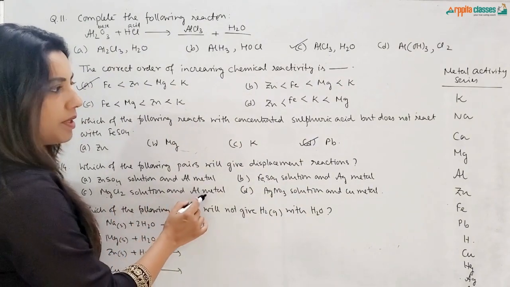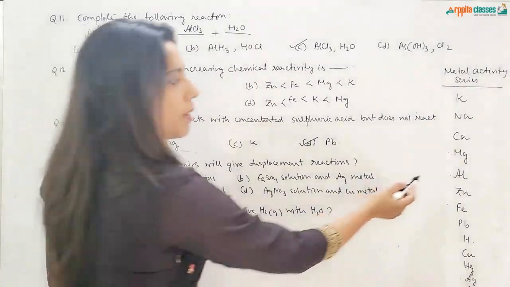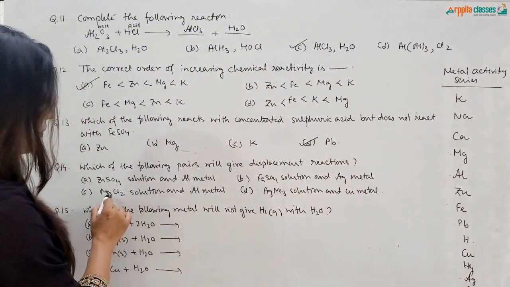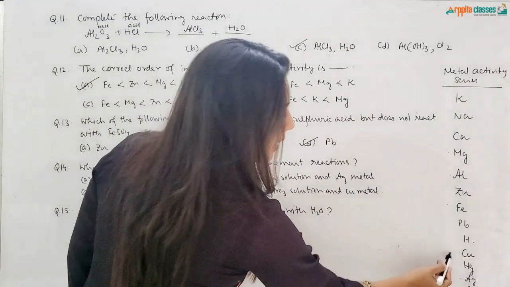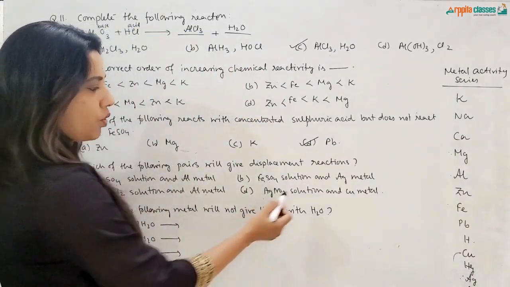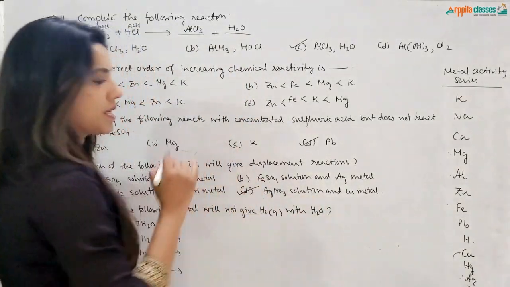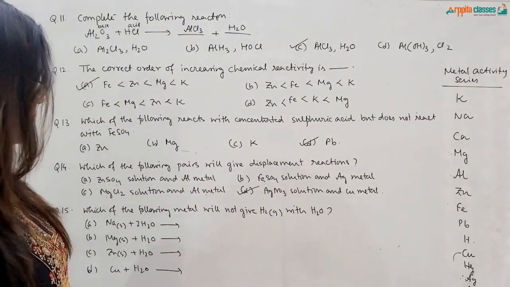MgCl2 solution and aluminium metal. Again Mg is more reactive than aluminium, so aluminium cannot replace Mg from MgCl2. AgNO3 solution and copper metal. Copper can replace Ag because copper is more reactive than Ag, so copper can replace Ag from here, so this is the right option. Next is, which of the following metals will not give hydrogen with water?